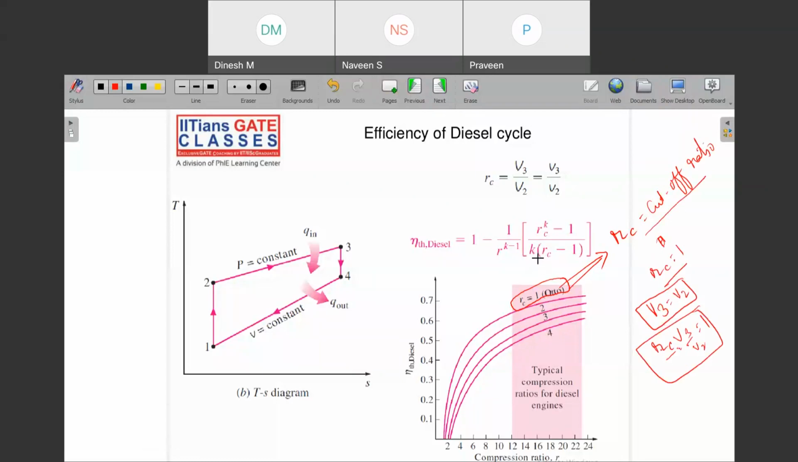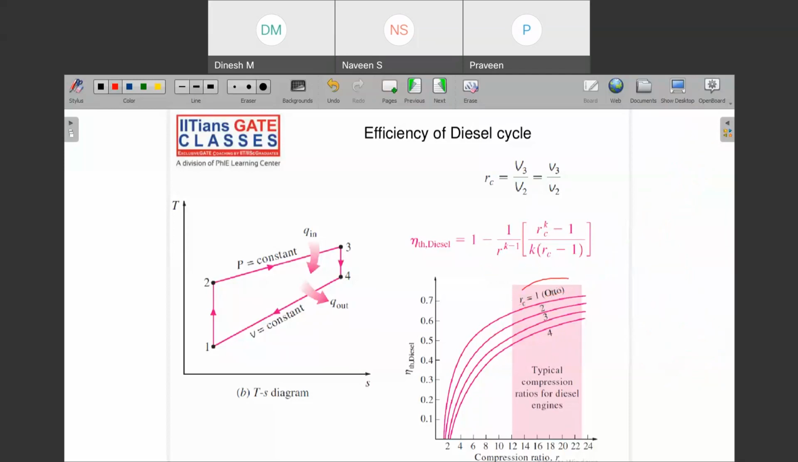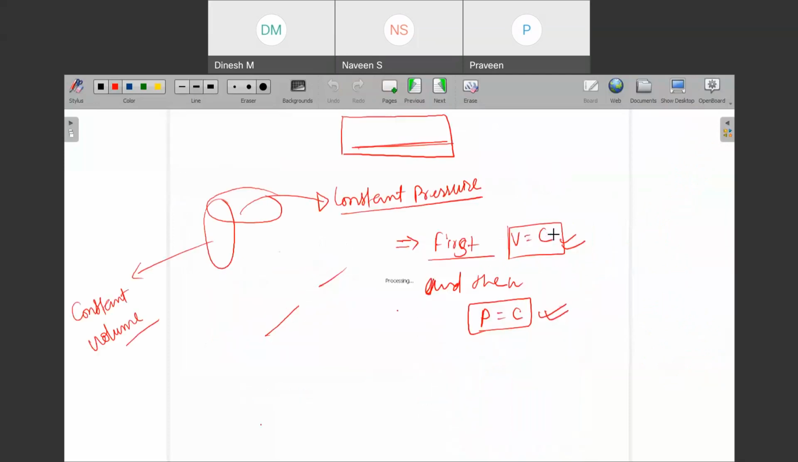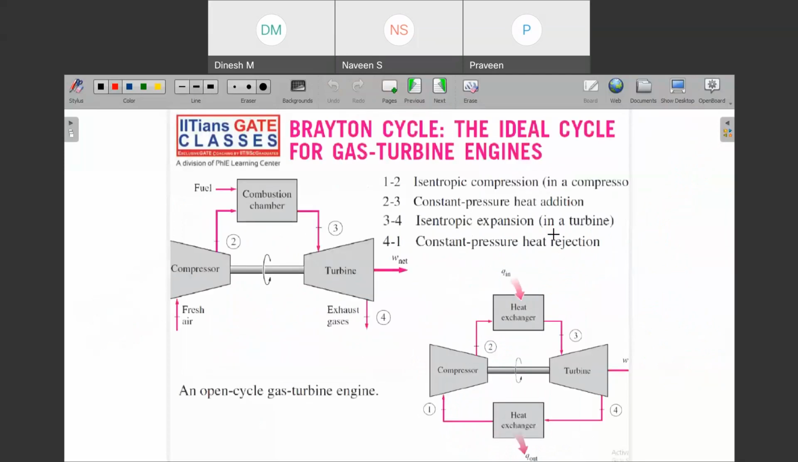If your RC value is equal to 1, then this will ideally get converted into what cycle? Into the Otto cycle, sorry, not diesel. So that is why it is written here that if the RC value is 1, then the diesel cycle gets converted into the Otto cycle, right? Okay. Now, these three cycles, Otto cycle, diesel cycle, and dual cycle, are important for IC engine parts.